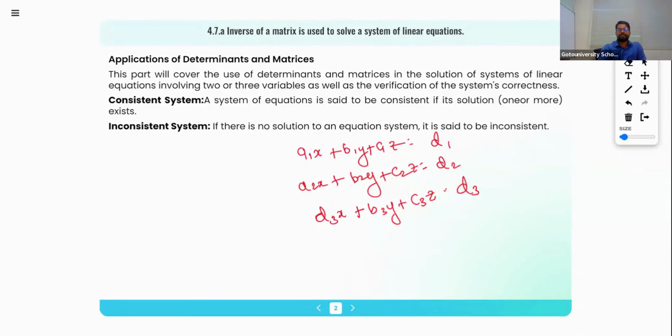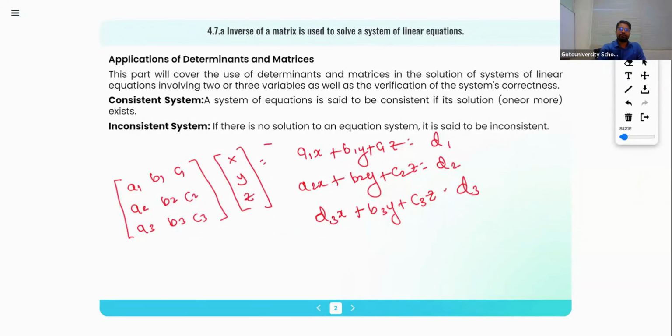So I can represent this set of linear equations in the form of a matrix product. That is a1, a2, a3, b1, b2, b3, c1, c2, c3 multiplied with which matrix now? It has to be the variable matrix x, y, z. And this should be equal to what? d1, exactly, d2, d3. Are you understanding? Now, let me represent this as A. Let me represent this as X. This is equal to D.